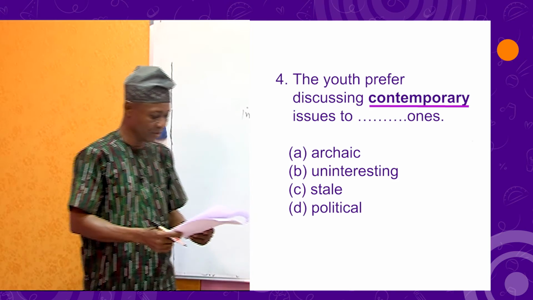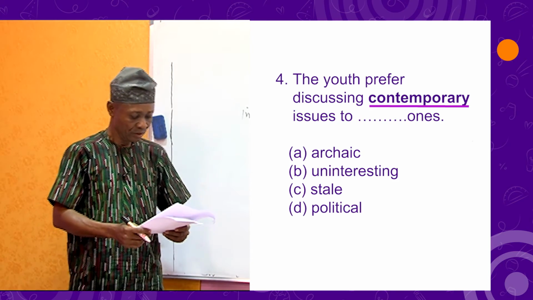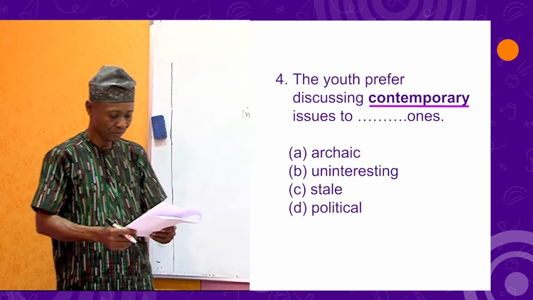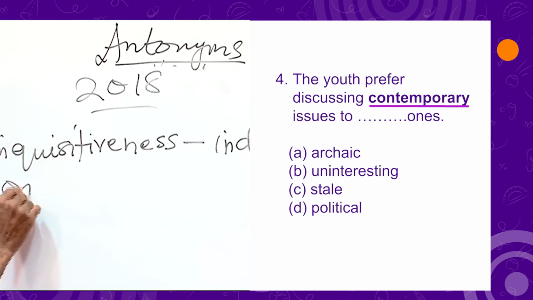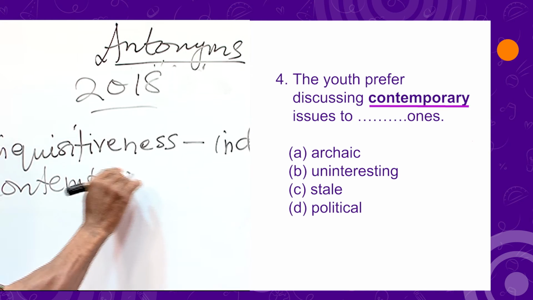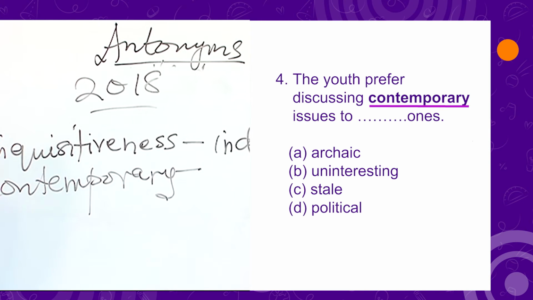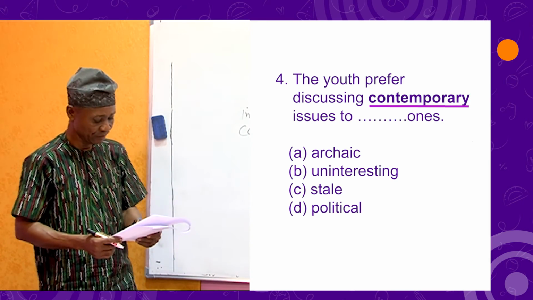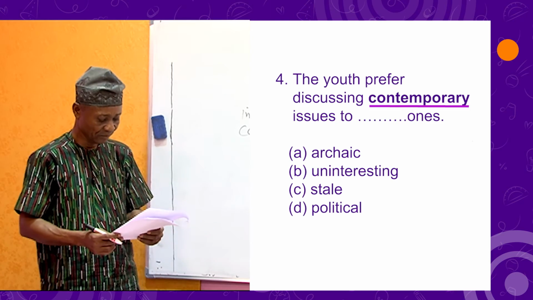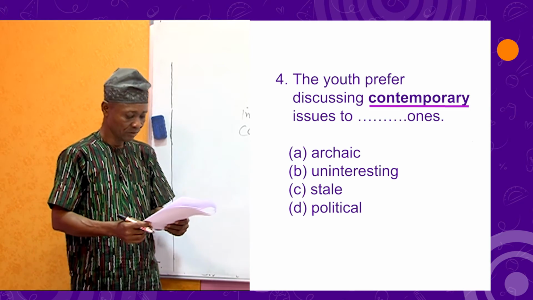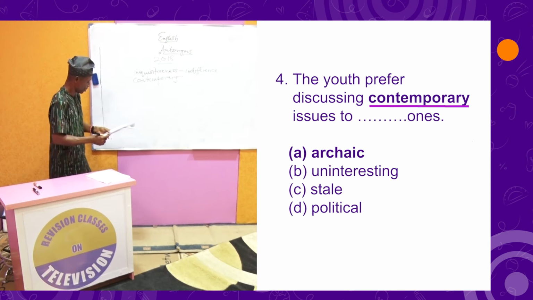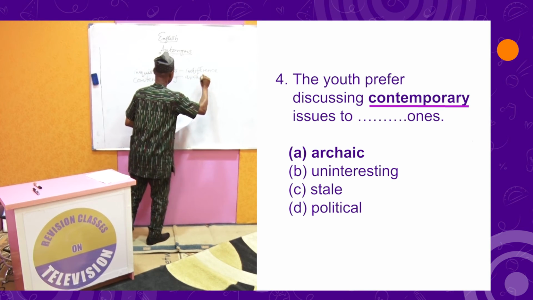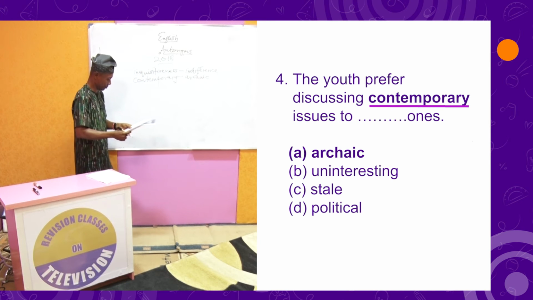We move to question number 4. The youth prefer discussing contemporary issues to dash ones. The word underlined in the sentence is contemporary. Now we have the following options. A, archaic. B, uninteresting. C, stale. D, political. Option A, which is archaic, is the right answer to that question.